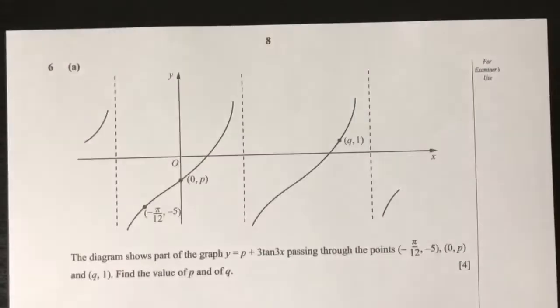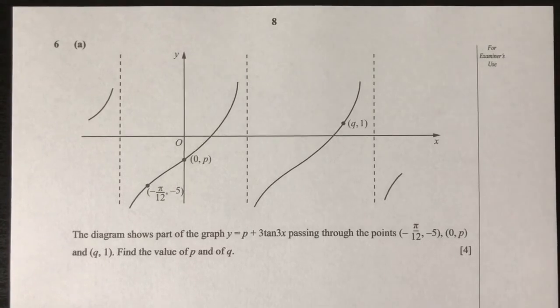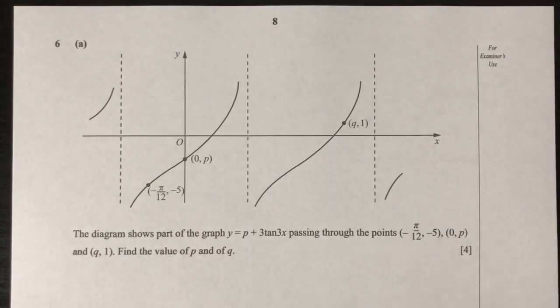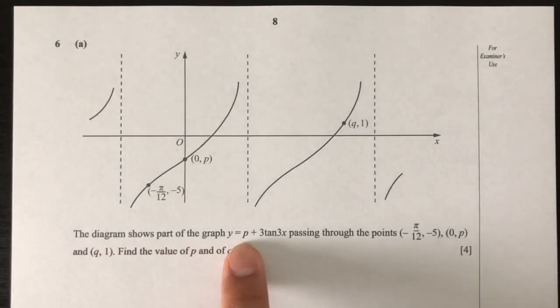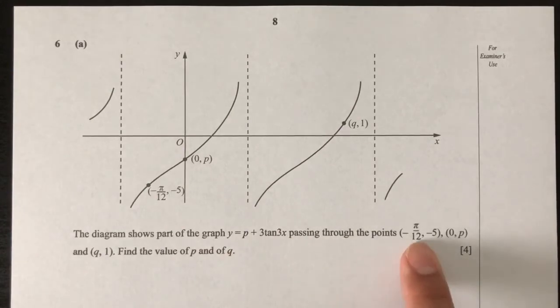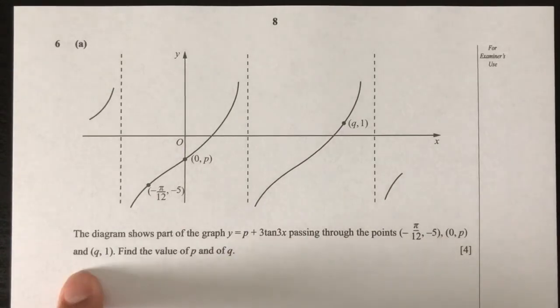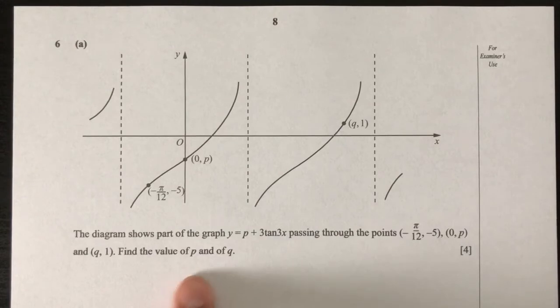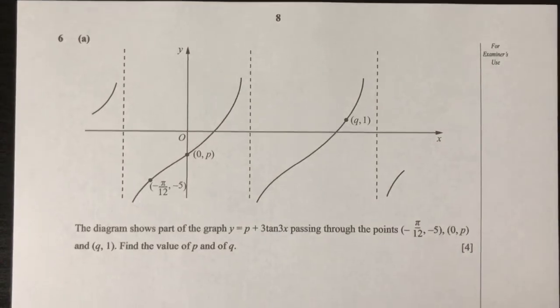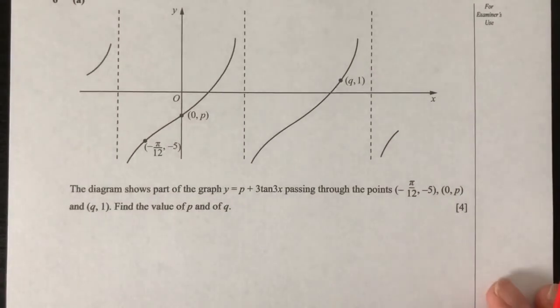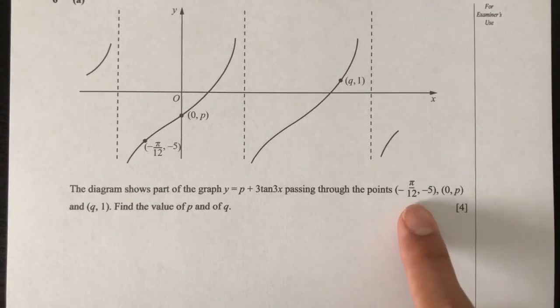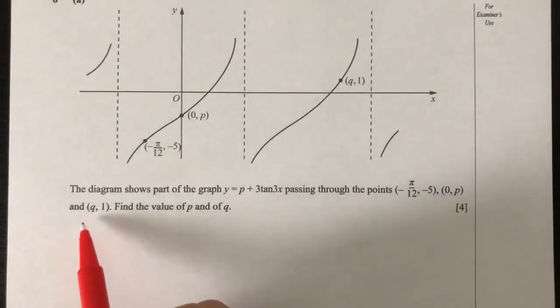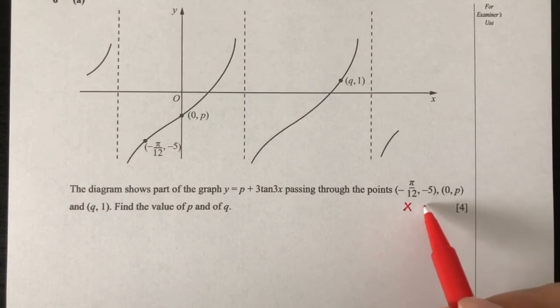Okay, now let's move on to your question number 6. So here we have a tan graph, which shows part of this graph, passing through the points. We have 1 point, 2 points, and 3 points. So we have to find the values of P and Q using those points. So pretty easy, one by one. We can first find the value of P from this. So this is your x and your y, right?